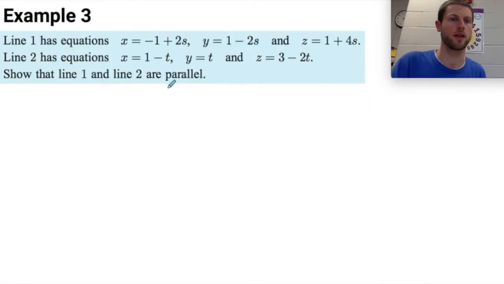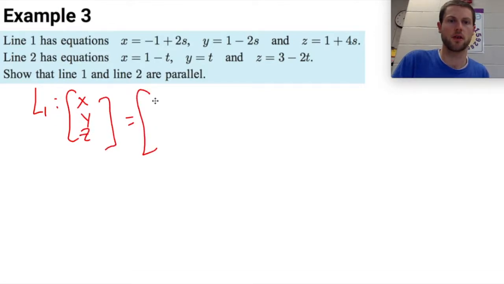So let's take a look at an example. Here we have two lines, and they're both given by these parametric equations, and we want to show that line 1 and line 2 are parallel. So let's just write the vector equations for good measure for line 1 and line 2. So the line (x, y, z) is given as (-1, 1, 1) plus s times (2, -2, 4).